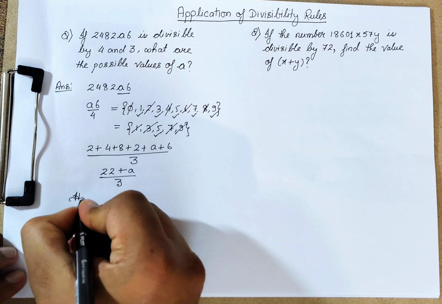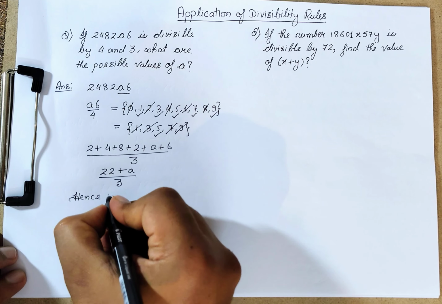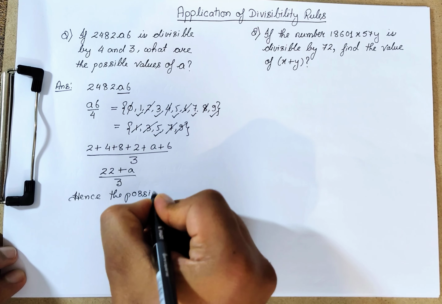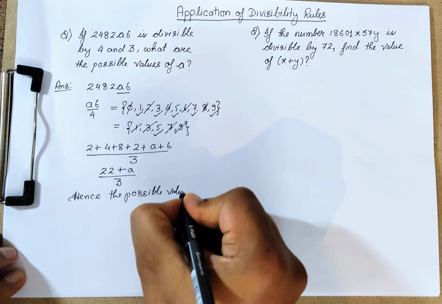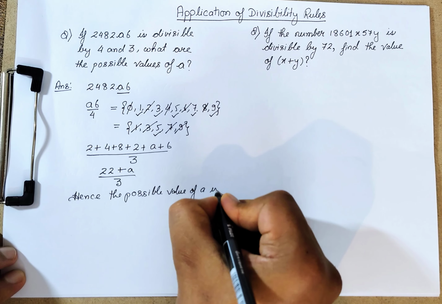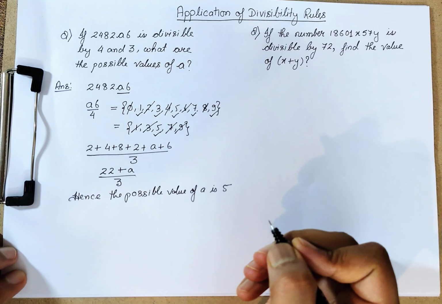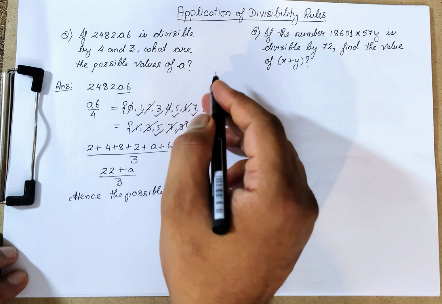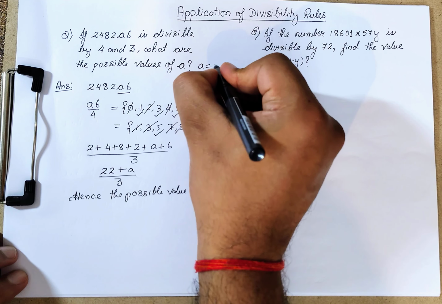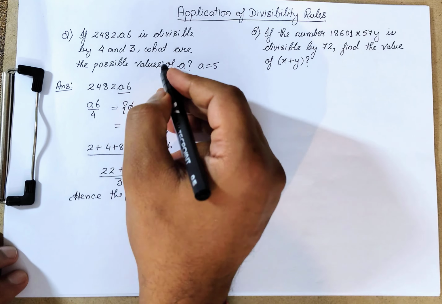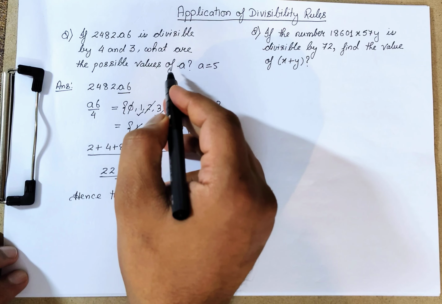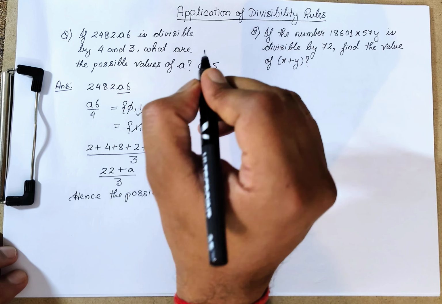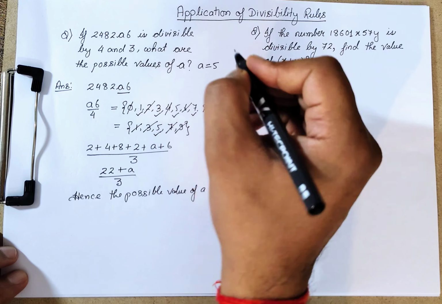Hence the possible value of A is only one number, that is 5. So here the question asked was, what are the possible values of A? So the answer is A equals 5. But they can also ask how many possible values of A are possible. In this case, we have only one possible value. In that case, the answer will be 1.